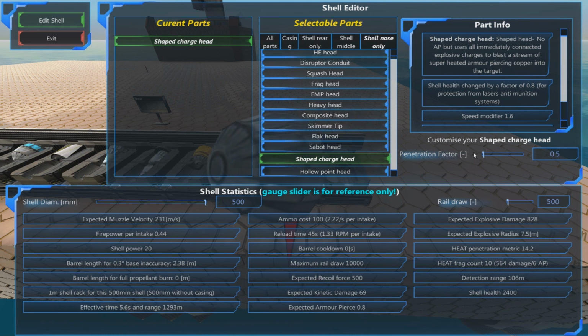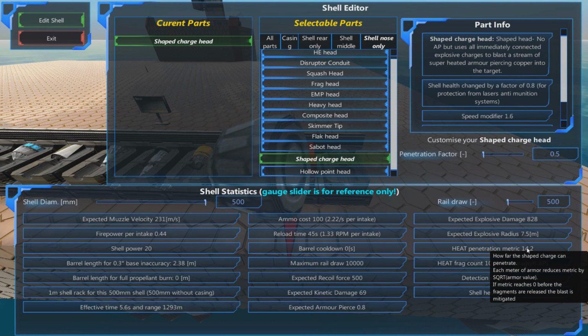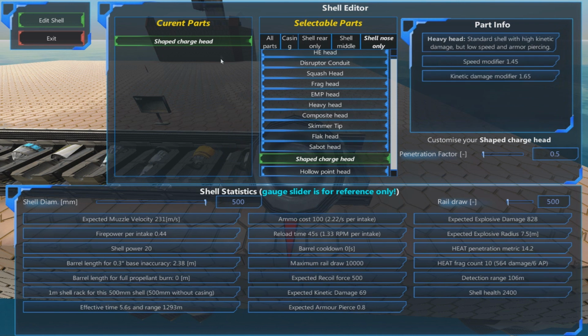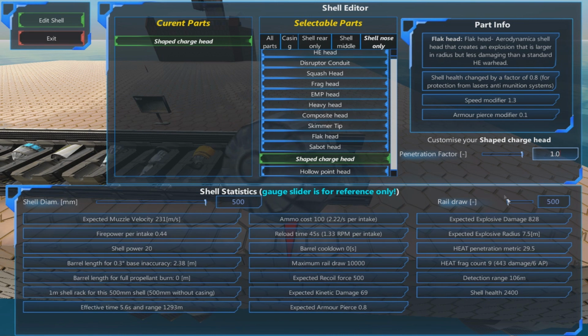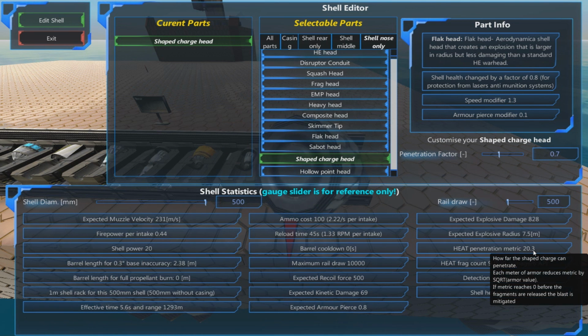So, how this works is you've got the penetration factor, so the heat penetration metric is this number, in this case 14.2, divided by the square root of the armor value. So, the square root of 40, I think, is 8. Correct me if I'm wrong. So this shell already, and this is just one Shape Charge Head, can go through one layer of heavy armor. If you ramp that up to 20, so this 500mm shell, wrap that up to 20, it can go through 2 layers of armor.